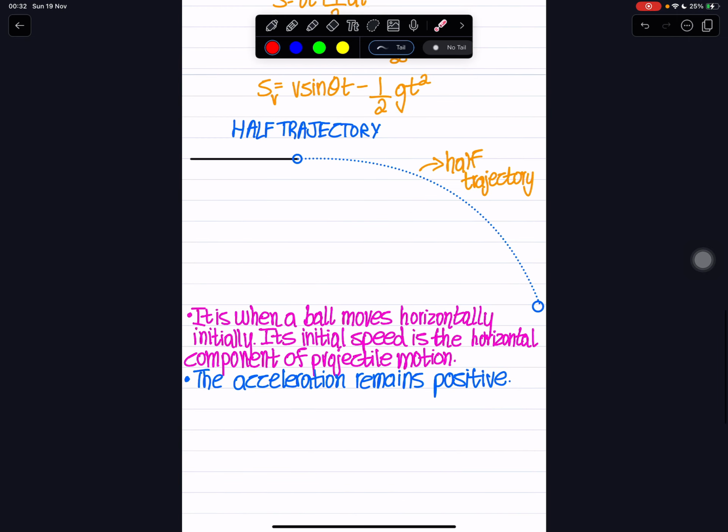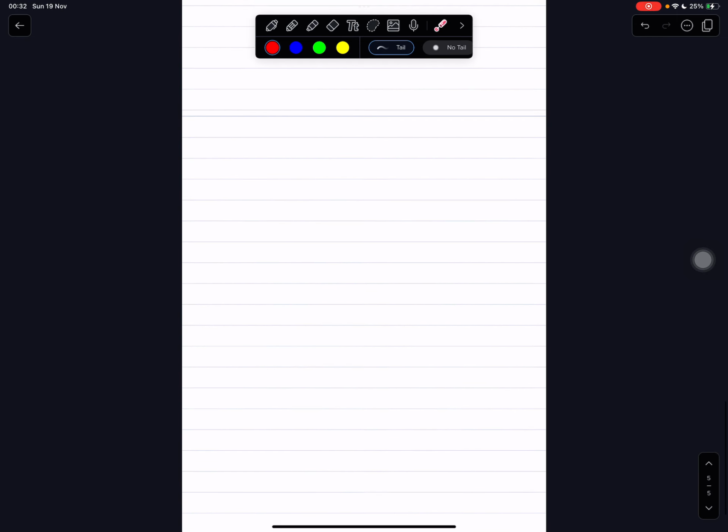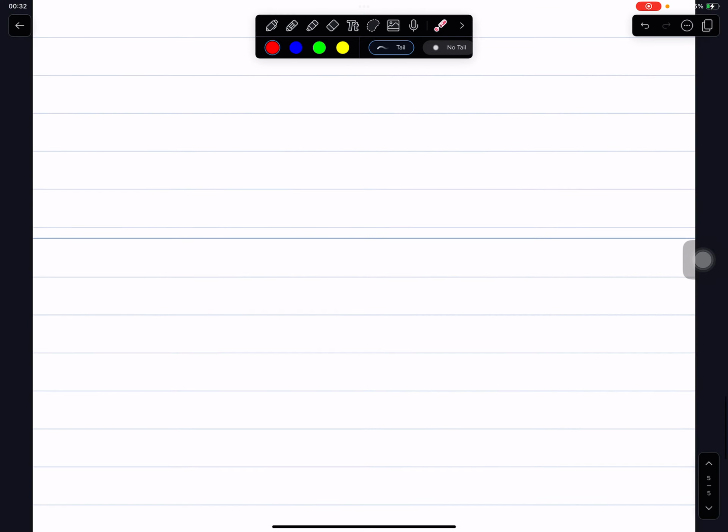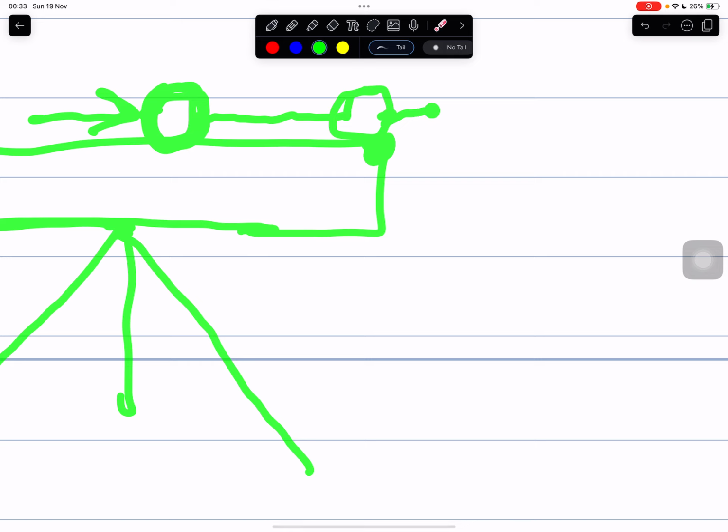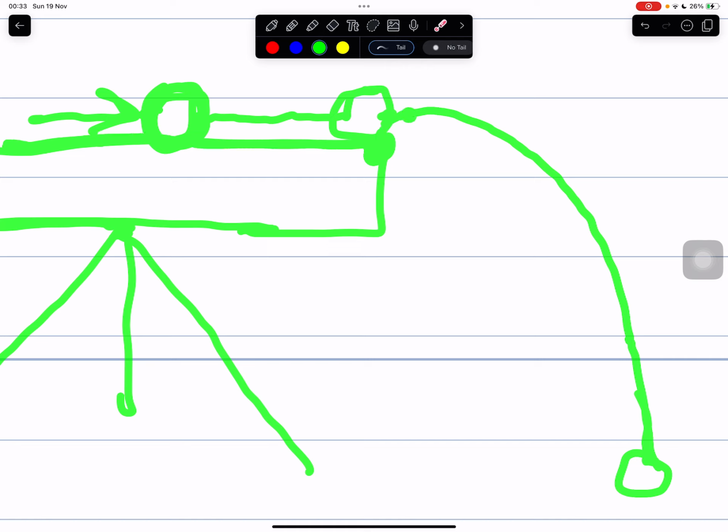And then, half trajectory, what does it actually mean? For example, you have this tabletop over here, whatever kind of table this is, and here you have a ball. First you're going to give this ball a push, and it will start moving horizontally. From the tip over here, it's going to fall to the ground over here. So initially it travels horizontally, and then it falls.